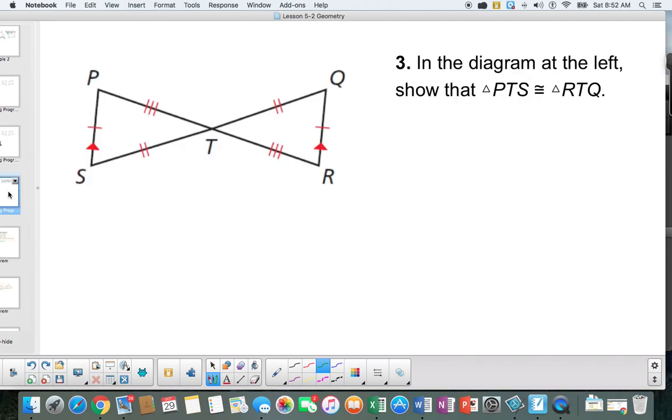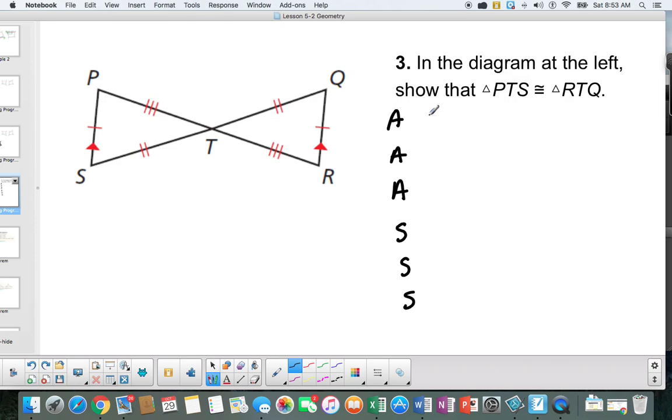All right, in the diagram at the left, we want to show that these 2 triangles are congruent. We're not going to show it with rigid motion. If we can show that 3 pairs of angles and 3 pairs of sides are all congruent, then we know rigid motion has taken place. So again, I want to show all pairs of angles. And so I'm just going to remind myself I need to show 3 pairs of angles, and I know I need to show 3 pairs of sides.